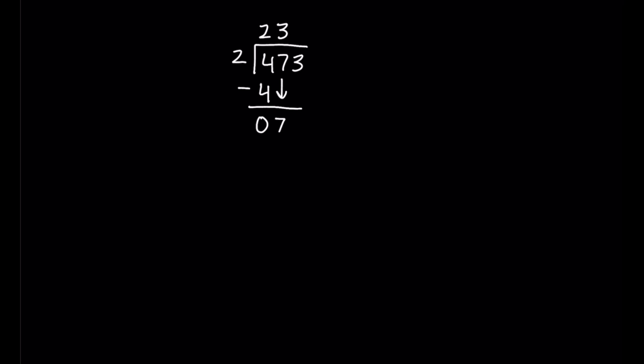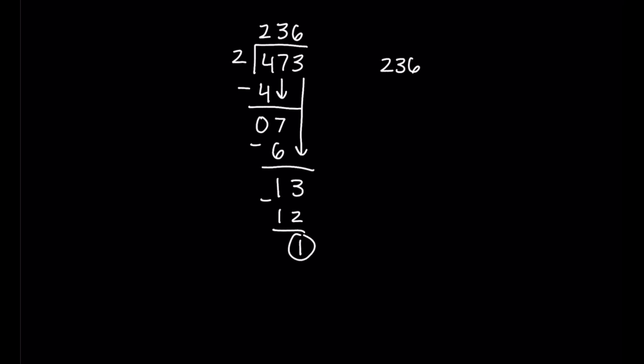2 times 3 is 6. 7 minus 6 is 1. Next, we move down the next digit. We have 13. 2 goes into 13 how many times? 2 goes into 13 6 times. 6 times 2 is 12. And 13 minus 12 is 1. 1 is our remainder. So our answer would be 236, and then the remainder over the divisor, so 1/2.